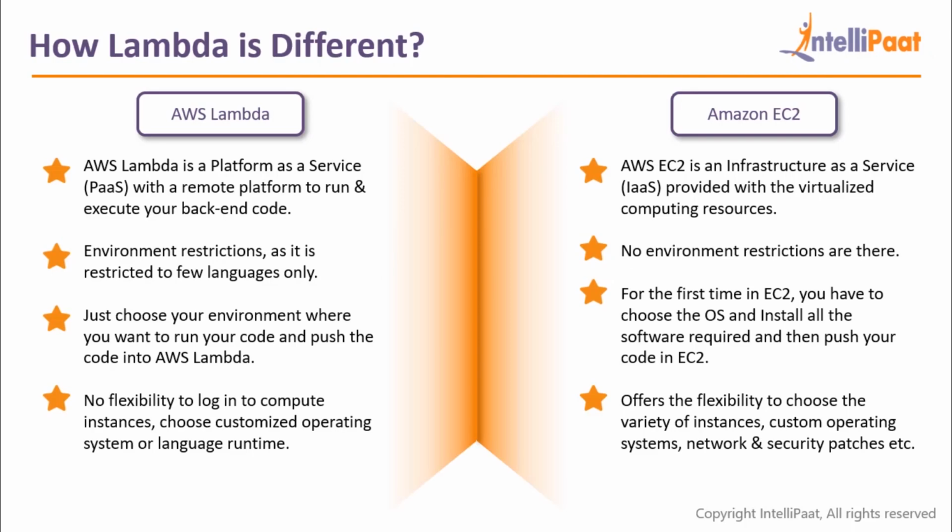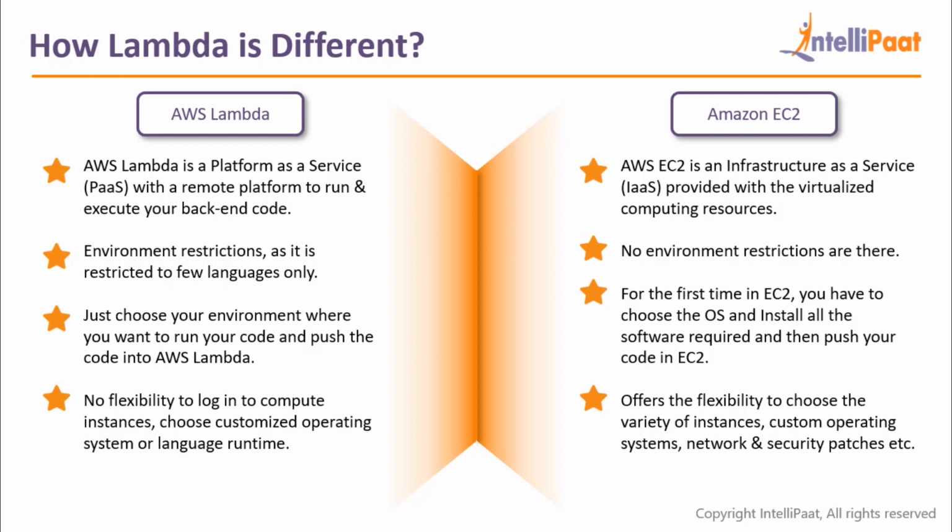First, let us compare Lambda and EC2. Later we will move on to comparing it with Elastic Beanstalk. Let me start with the first difference. Lambda is a platform as a service, while EC2 is an infrastructure as a service. Lambda provides you a platform to run and execute your backend code, but EC2 provides you virtual computing resources. The second difference is that Lambda restricts you to a few languages like Python, Java, C#, and a few more. There are no restrictions in EC2. You can install any software you want on the platform given to you.